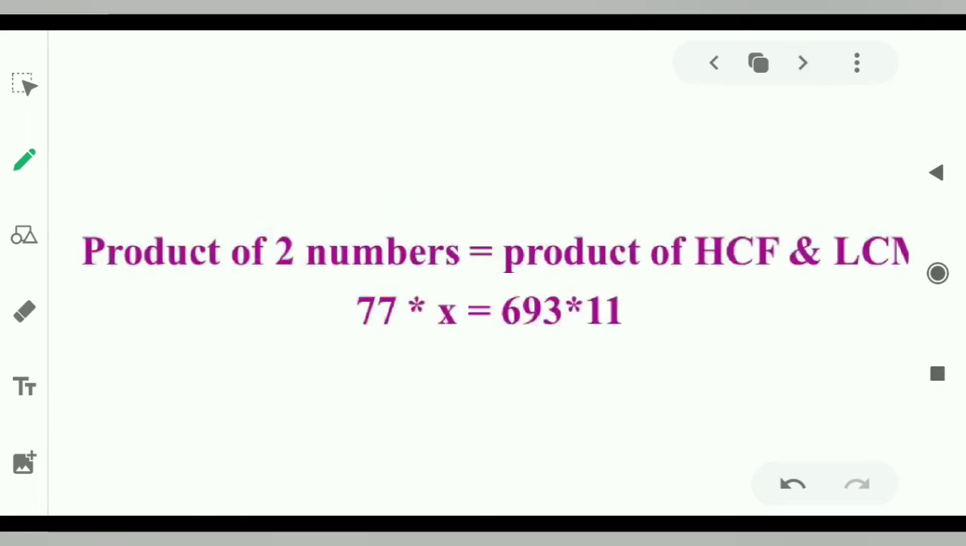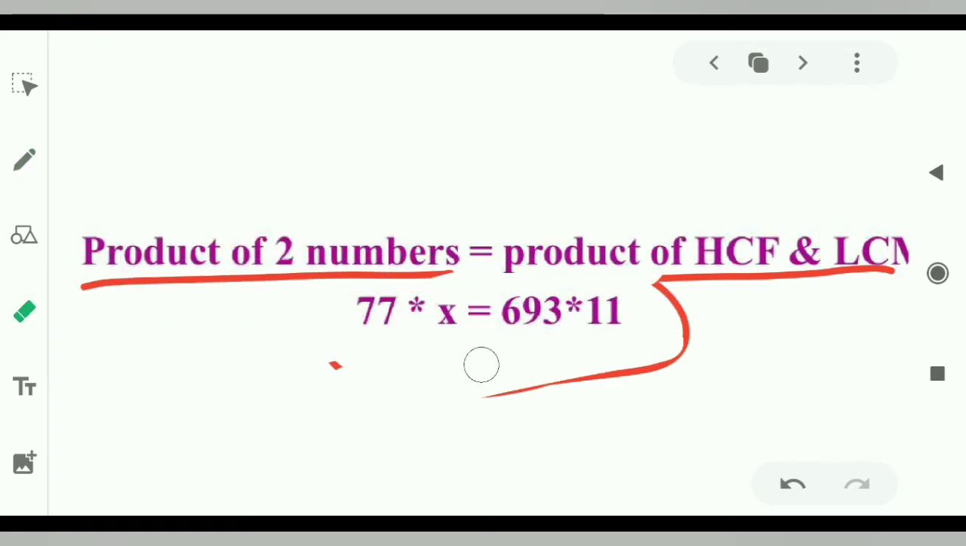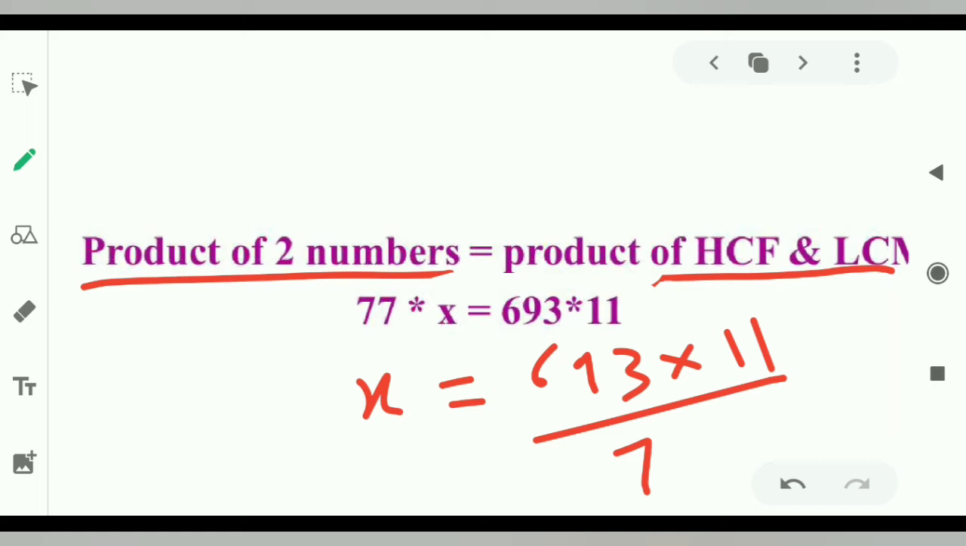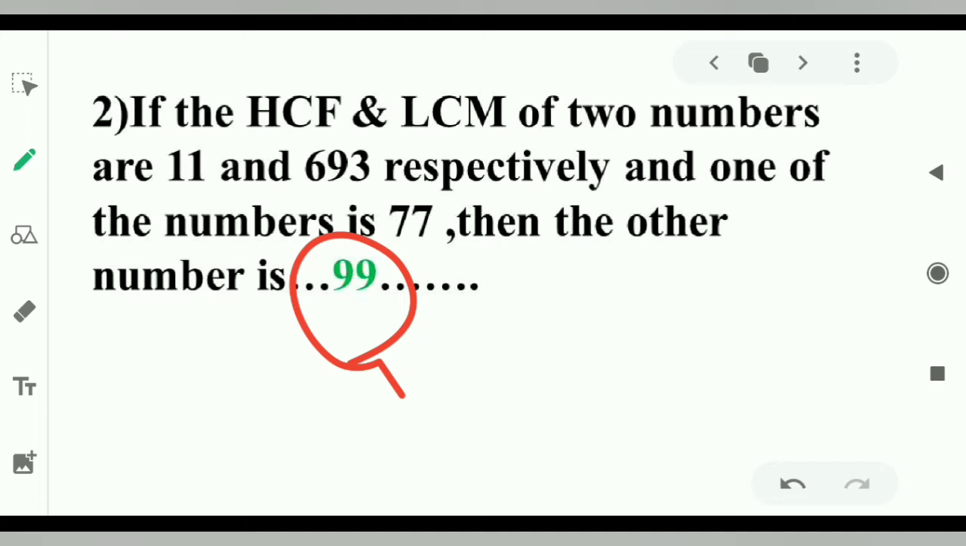So what will you get? The product of two numbers is equal to 77 into, let's assume the unknown number as x, which is equal to the product of HCF and LCM. On solving this equation, let's bring the known values to the right hand side so that we get 693 into 11 whole divided by 77, 7 times 99. So the value of x is 99.